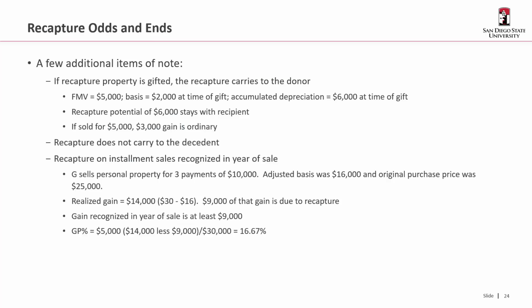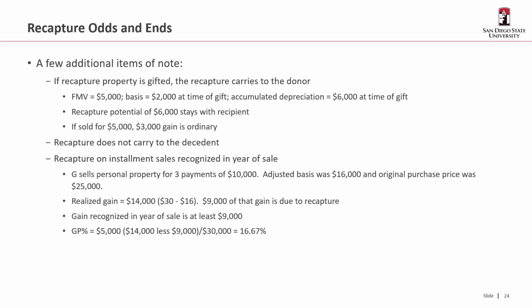Awesome. A few other additional odds and ends we need to worry about with recapture. So what if instead of sold, property is gifted? Now again, you don't see a lot of business property being gifted. I don't want to say it never happens, but it could happen. So you might argue that this rule is here solely to prevent abuse from happening. Oh, I'm going to get rid of recapture by gifting it to someone, and so on, right?